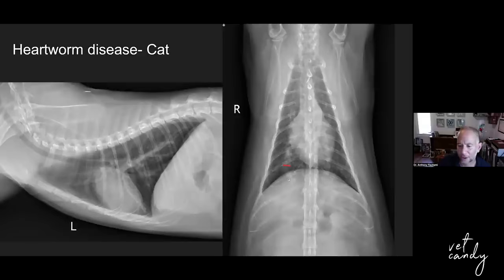They'll have a big pulmonary artery for the first 6 months and then it'll just look like a bronchointerstitial lung pattern. You won't see the large pulmonary arteries, okay? Same rules to look for, though. I think it's warranted to always have that conversation.